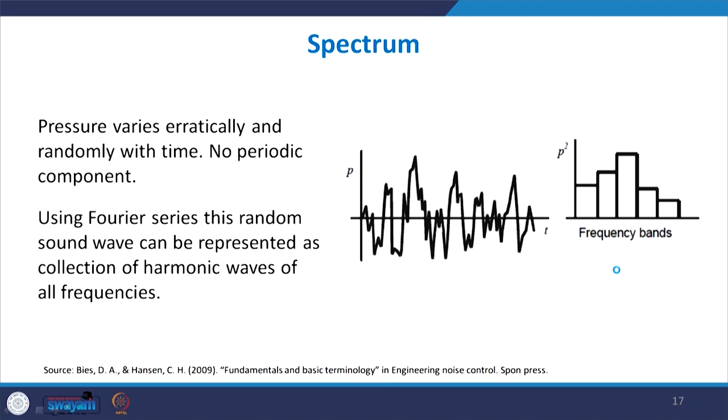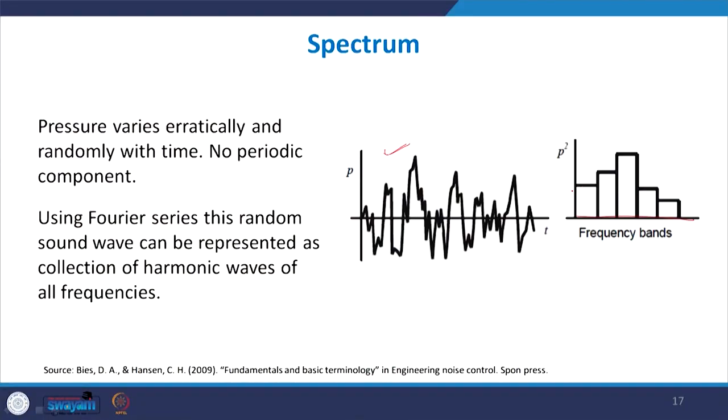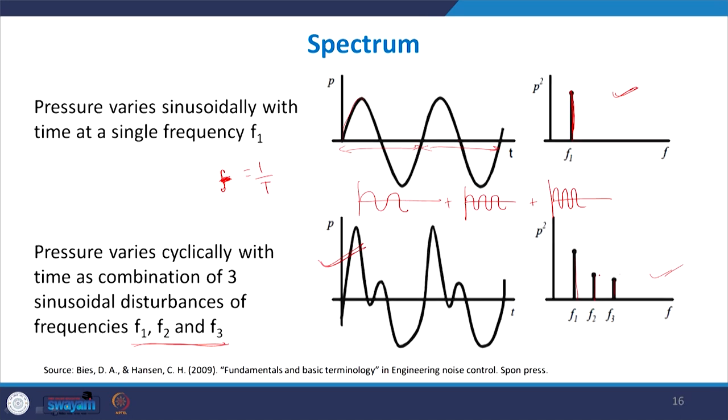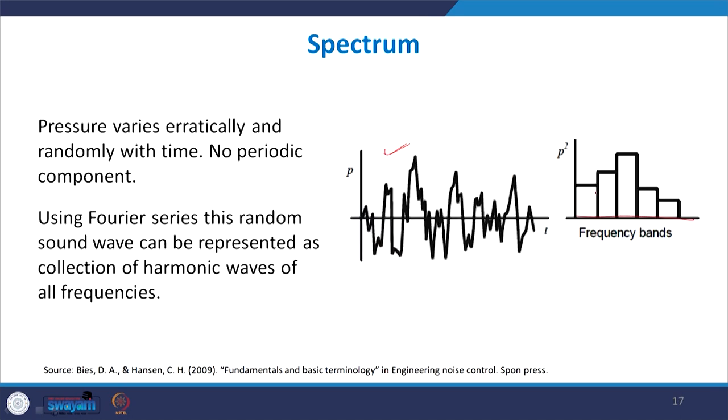Now, if you have a non-periodic signal, so it is completely random and you cannot find any periodicity, how do you represent such wave in a spectrum? According to Fourier's theorem again, even a non-periodic signal can be represented as a sum of periodic waves. So, you can represent it as a sum of sinusoidal waves over the entire range of frequencies. So, you will have a continuous band. Here we had some individual bands depending on how many frequencies are there. A random wave, we can assume it to have some intensity at every frequency. So, this will be a general representation.